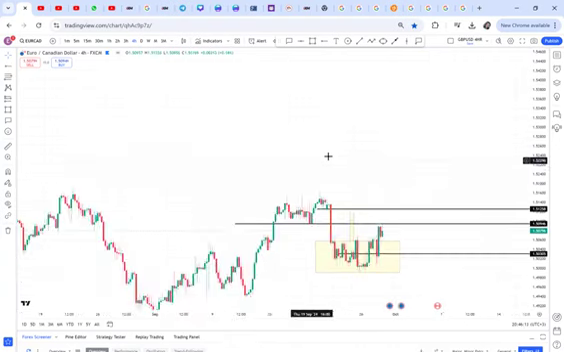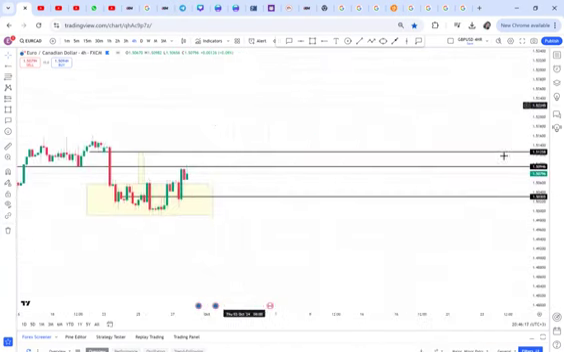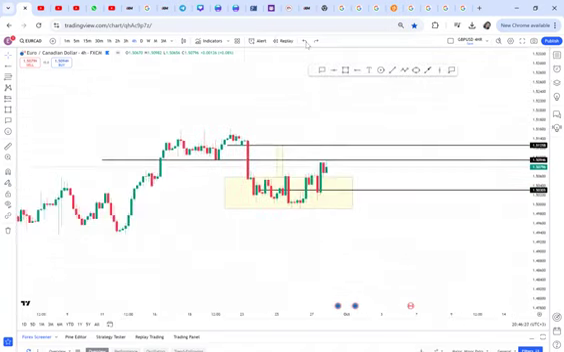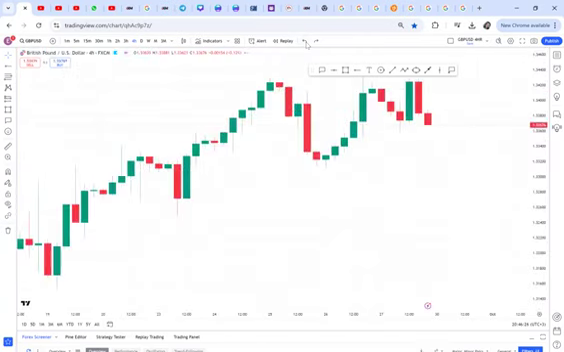For me, I highly suggest that if you start trading, you understand the sessions. Once you understand the sessions, you are able to know when to exit the trade.